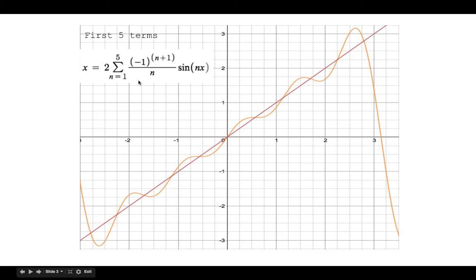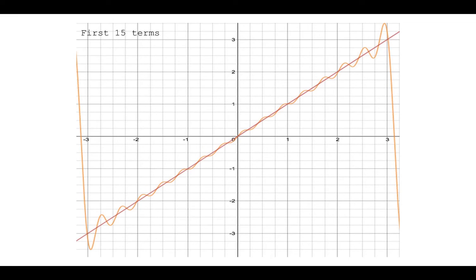Now if we add the next 10 terms, we get a much better approximation. And we only have to store 15 terms, which is pretty good, and obviously it converges quickly. Now, what good would all of this do if it only worked on the interval from negative pi to pi? Well, luckily enough, we can change that.